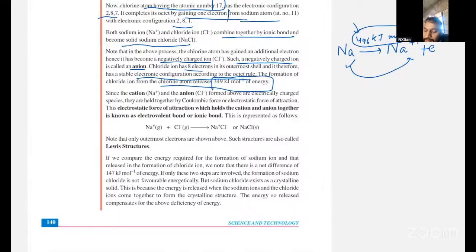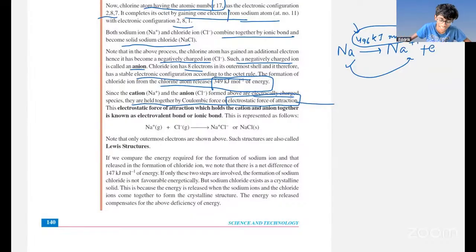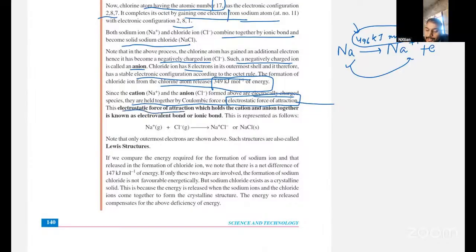Since the cation and anion formed are electrically charged, they are held together by a Coulombic force or electrostatic force. What is the electrostatic force? Electrostatic force is the force between cation and anion. The force is equal to K into big Q into small q divided by R square. The electrostatic force of attraction which holds cation and anion together is also called an electrovalent bond or ionic bond. You can see this structure, and note that such a structure is called a Lewis dot structure.